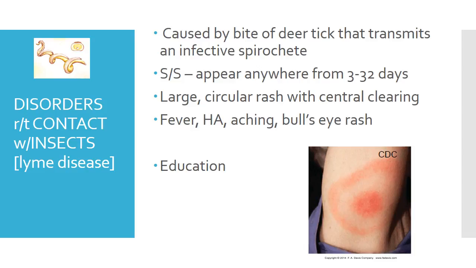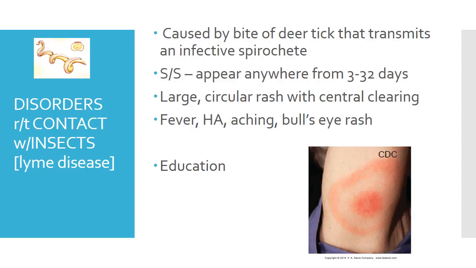So Lyme disease, it is caused by a bite of a deer tick that transmits an infective spirochete. And that is here. This little spiro guy is over here to the left. That's what he looks like. And signs and symptoms appear anywhere from 3 to 32 days, but it can actually appear even a year after you get bitten.